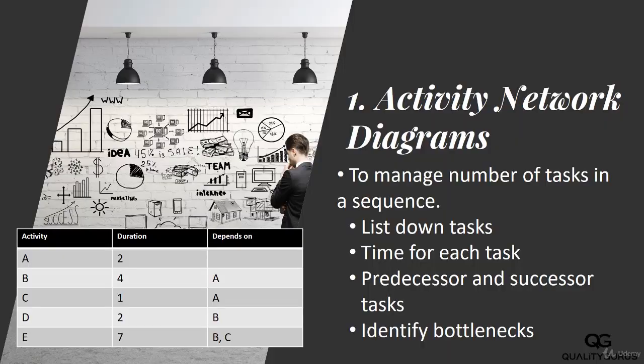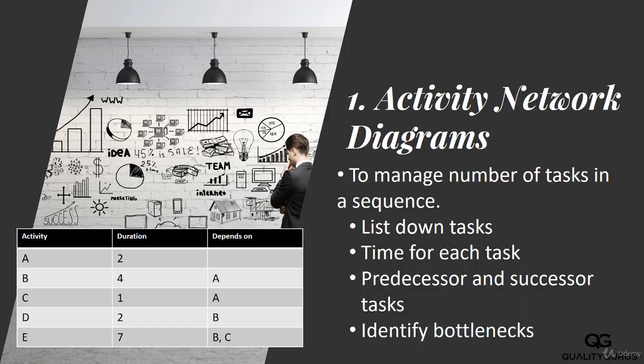Coming to the first tool in this list, which is activity network diagrams. What are these? Activity network diagrams are used to manage a number of tasks in a sequence. So you have a number of tasks here. If you look at this slide, let's say I have 5 things to do, activities A, B, C, D and E, to complete a project.